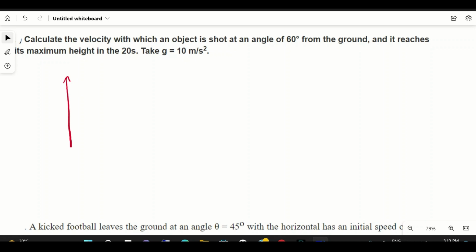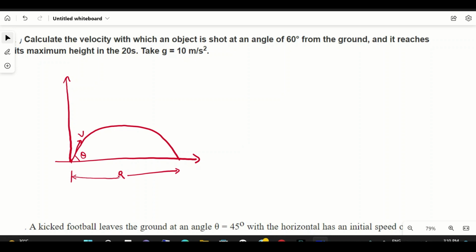So suppose this is the projectile motion. This is velocity v, initial velocity v. This is angle theta from horizontal, and this is distance r, which is called range, up to which this particle will travel. This is maximum height h, and total time of flight from point A to point B, time taken to fly from here to here, point A to B, is t.